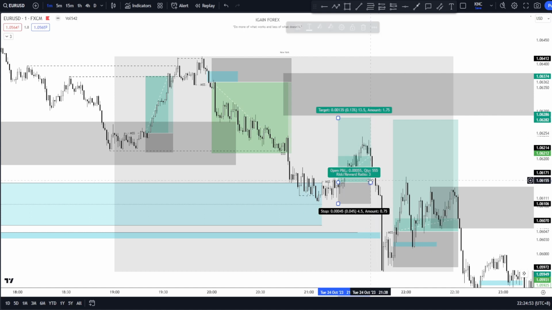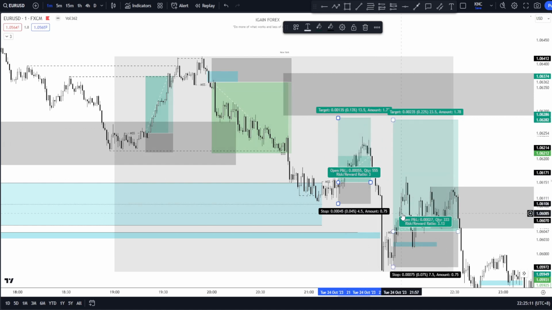We have news at this time. I set my stop loss to break even because I said, and sent to our Telegram, that if the price does not hit this take profit area before the news, I will set my stop loss to break even. So we got stopped out at break even here.